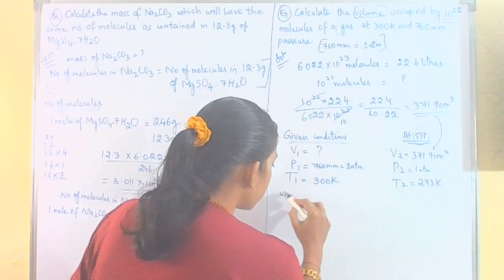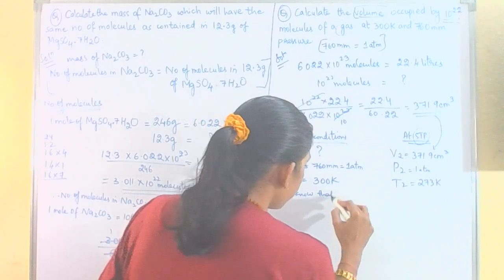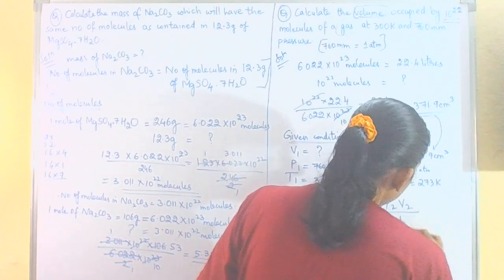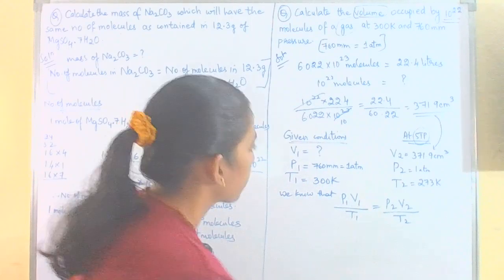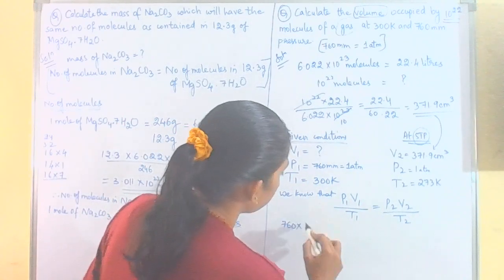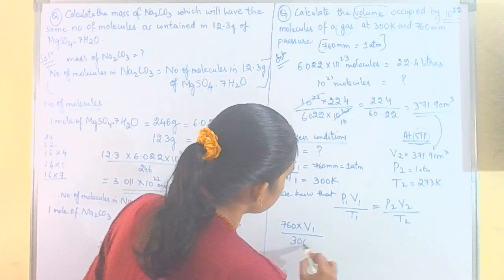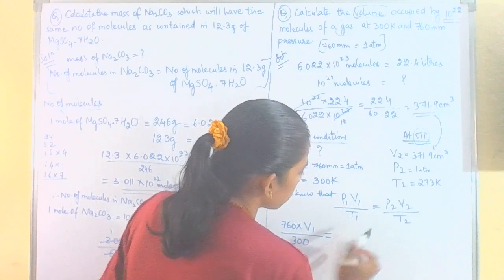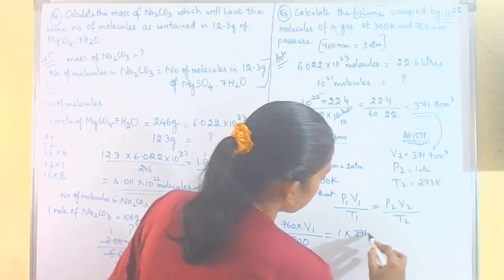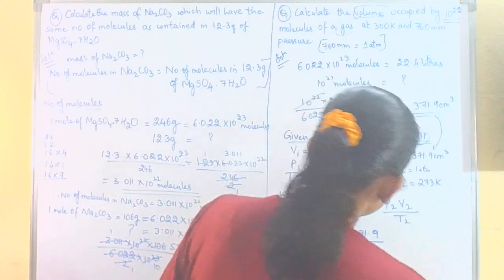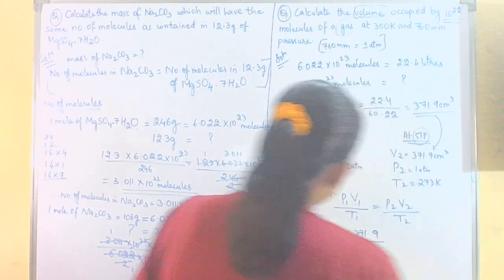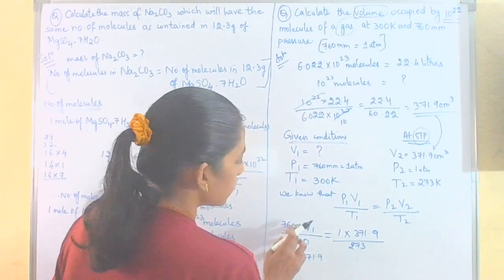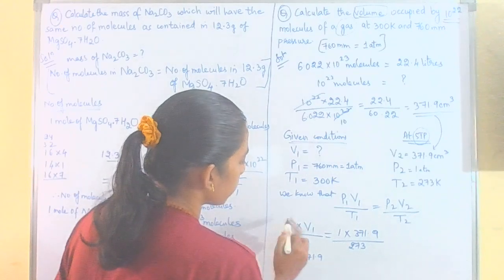Now we know that P1 V1 by T1 is equal to P2 V2 divided by T2. So what is P1 here? 760 into V1 you have to calculate. T1 is 300, which is equal to P2, 1, into V2, 371.9 by T2, 273 Kelvin. Now you have to calculate V1, which is equal to 371.9. This 760 mm you can take it as 1 atmospheric pressure.